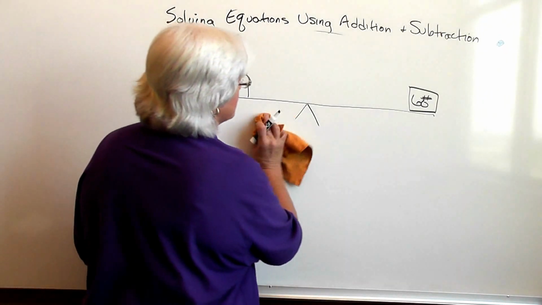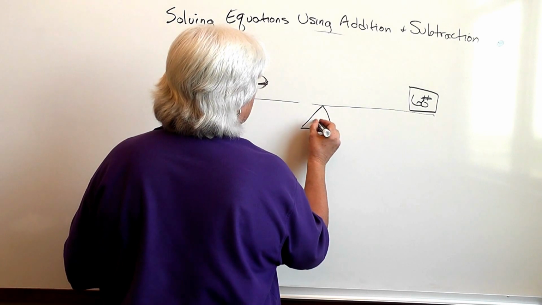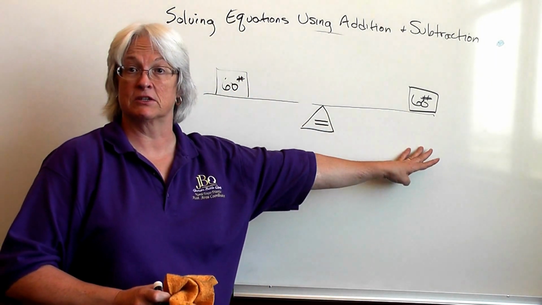Your equation is balanced. And don't be picking on me about the fact that I don't have it exactly in the middle. You're right, I don't. But we're going to say that that's our equal sign. 60 pounds is the same as 60 pounds.